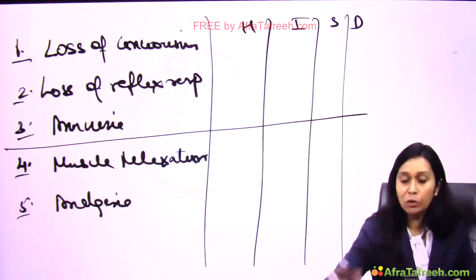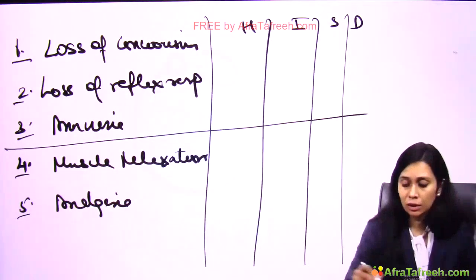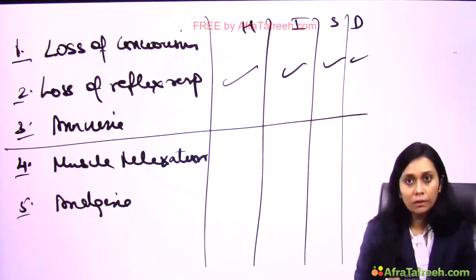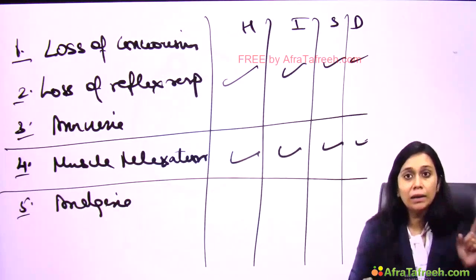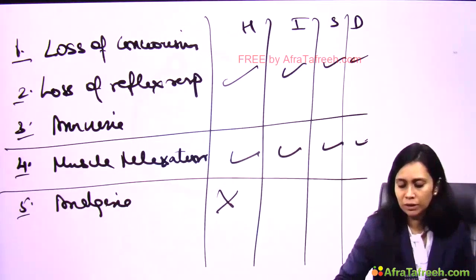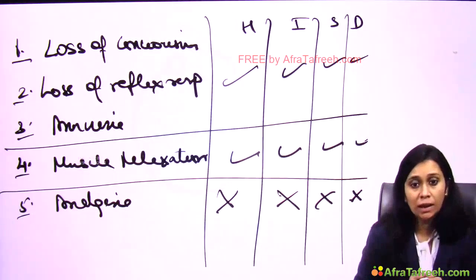The first 3 I told you when I was discussing the general anesthesia introduction, all provide them, right? Muscle relaxation, I am telling you, all potent inhalational agents provide. Analgesia, I am telling you, none of them provide. So none of our potent inhalational agents provides any analgesia. Keep it in mind. Got it? So this is all about the effect on components of general anesthesia.